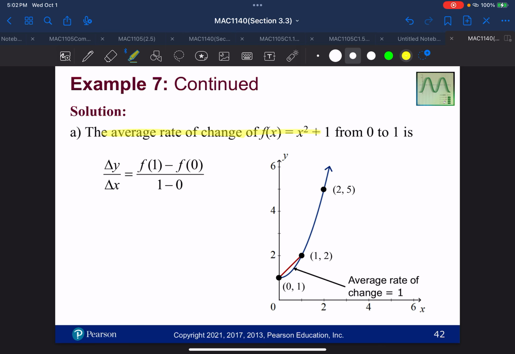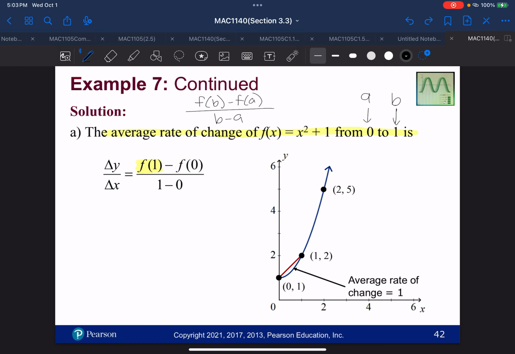So to find the average rate of change of this function from 0 to 1, we're going to plug this into the formula. So 0 would be my x1, and 1 would be my x2, or I guess in this case, my a to b. And so just to remind you of that formula, it's going to be f of b minus f of a over b minus a. So f of b would be f of 1, and f of a would be f of 0.